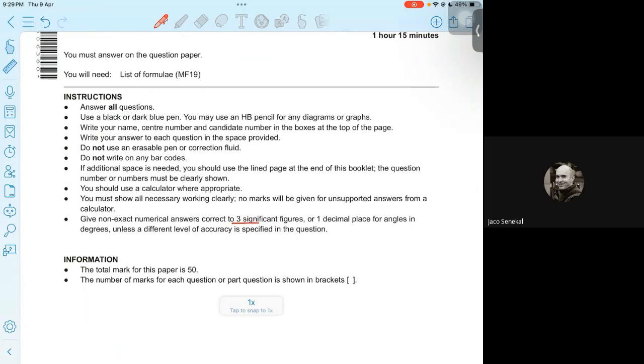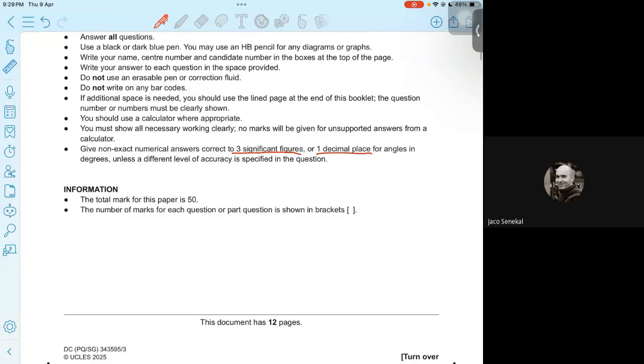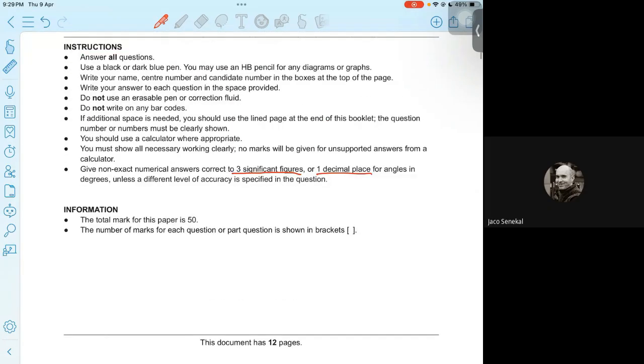We have to use 3 significant figures wherever needed, and we have to use 1 decimal place for angles, even though angles don't exist inside a 6-1. At times the question will tell you how much accuracy is needed. They might even tell you to write the answer in 5 significant figures, so we have to be ready for that and apply it accordingly. With that being said, let's just start the paper.